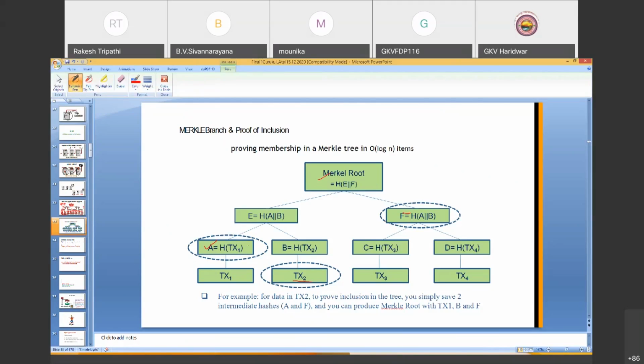Why? Because see, from my transaction data, the verifier party will get B, he can find B. Using A, B, he can find E. F I have already given. With these two, I should get the Merkle root. And I am getting the Merkle root which is saved. Yes, this transaction belongs to this. Because it is very difficult to forge two transactions that give the same Merkle root, because of this collision resistance property.